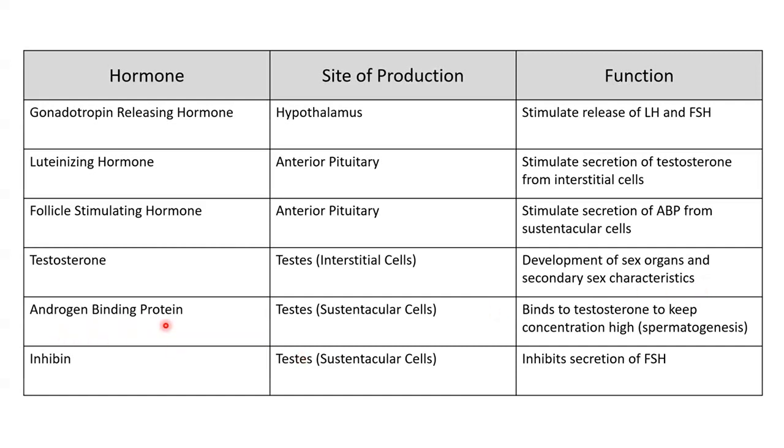We have androgen binding protein, which is also from the testes, but particularly from the sustentacular cells. As we mentioned, this binds to testosterone so that it remains in the blood and remains in high concentration, primarily to facilitate spermatogenesis. And then lastly, we have inhibin, released also from the sustentacular cells in the testes, and this inhibits the secretion of follicle-stimulating hormone when we've had a sufficient production of sperm.